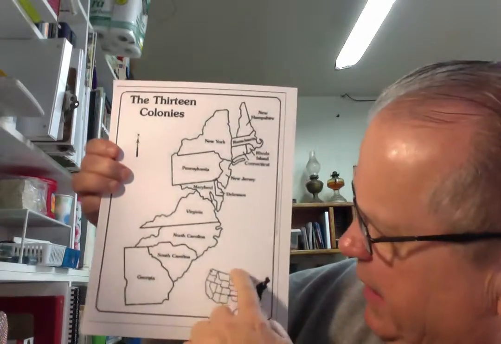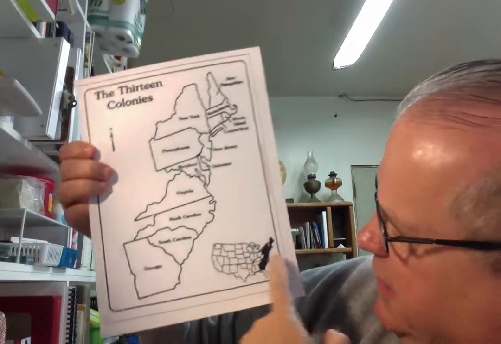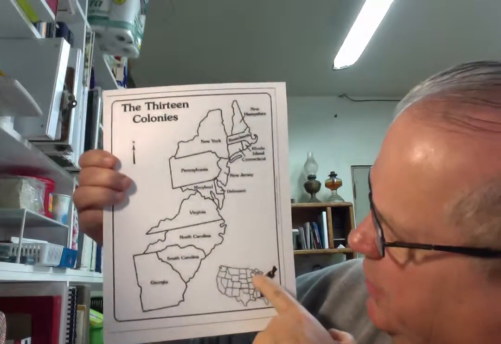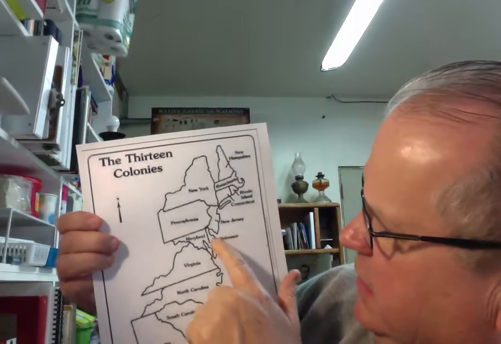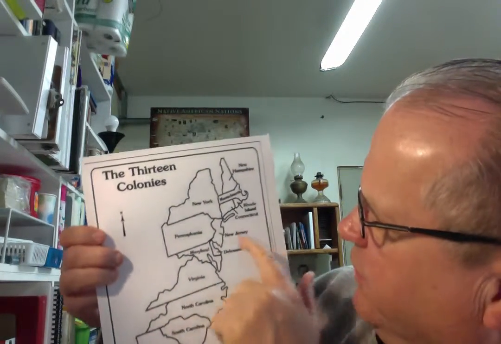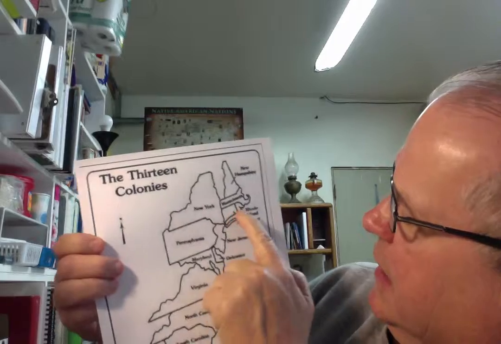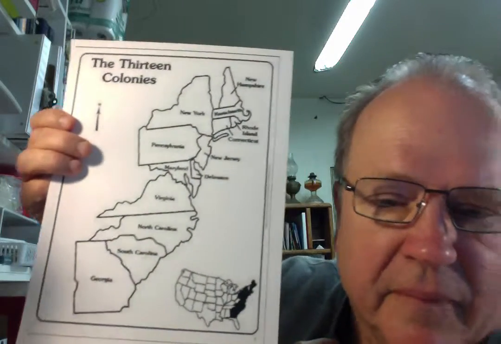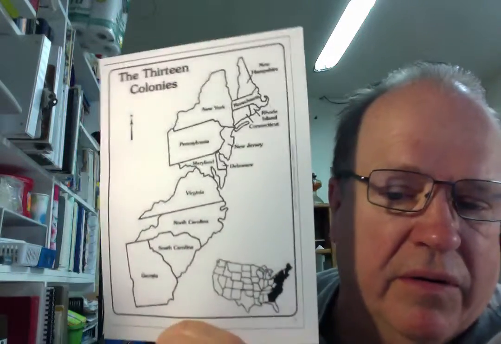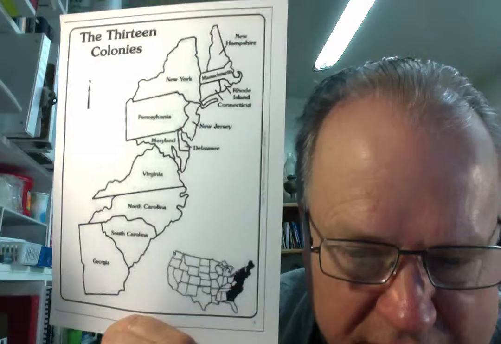Here's a little bit better map. Okay, so this shows the actual U.S. today. So we're just talking about this region: Georgia, South Carolina, North Carolina, Virginia, Delaware, Maryland, Pennsylvania, New Jersey, Connecticut, Rhode Island, Massachusetts, New York, New Hampshire. I forgot New York last time. How can I forget New York? Okay, that's your 13 colonies.